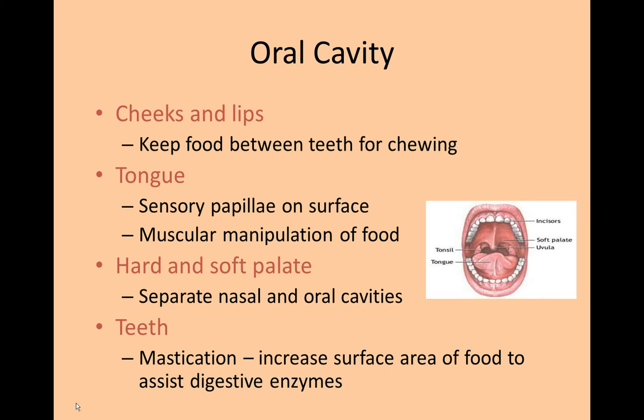And then your teeth within your oral cavity are accessory organs that do mastication. Mastication means to grind or chew food. And the purpose of mastication, it's a form of mechanical or physical breakdown, and that helps to increase the surface area of all the food particles, which allows enzymes to better attach to your food particles and do chemical digestion.